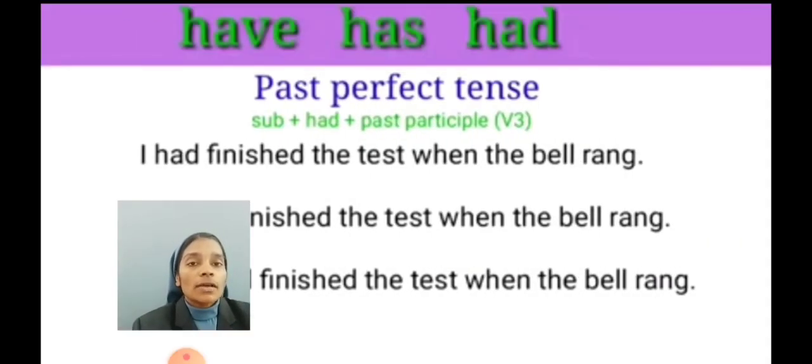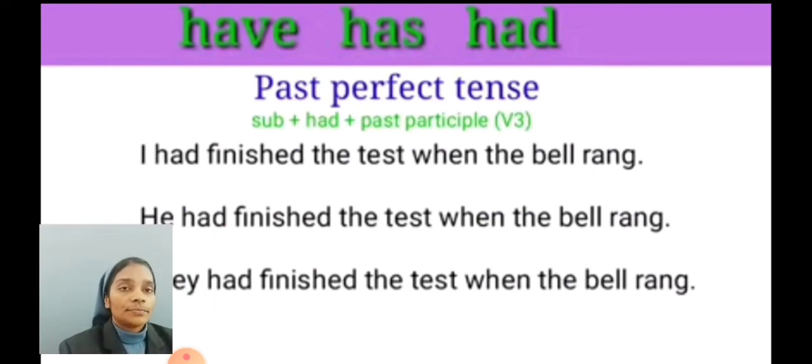Next, the use of the auxiliary verb had. Dear students, had is used as an auxiliary verb in past perfect tense. The structure of this tense is subject plus had plus the third form of the verb. See, had is used as an auxiliary verb in past perfect tense. Whether the subject is singular or plural, it agrees with had only.